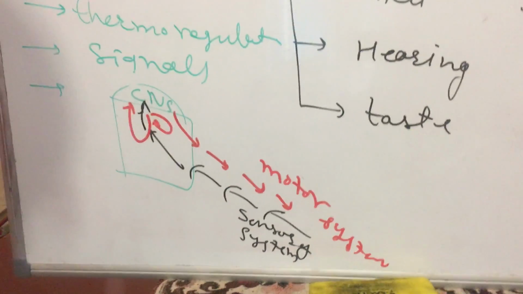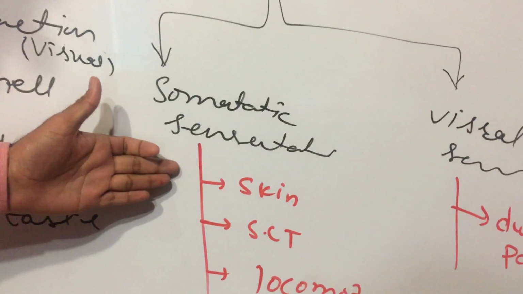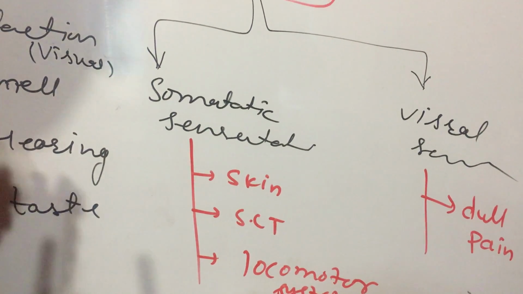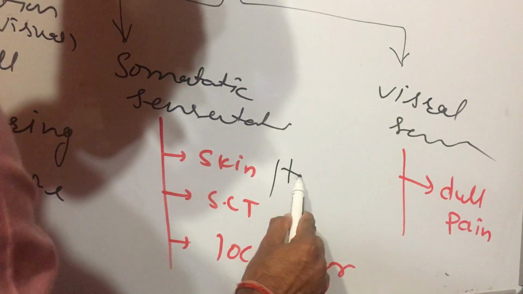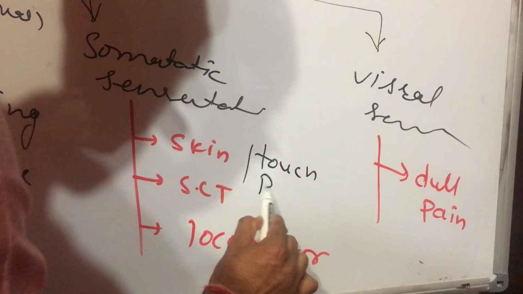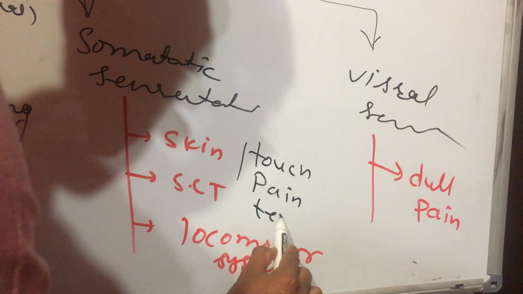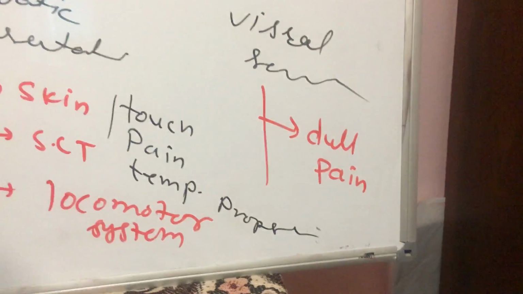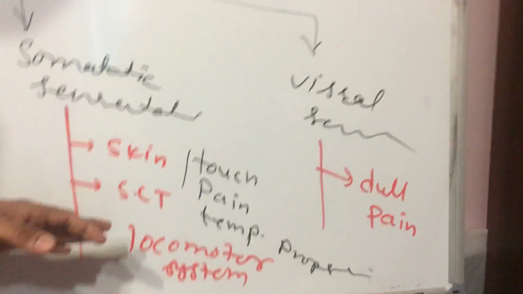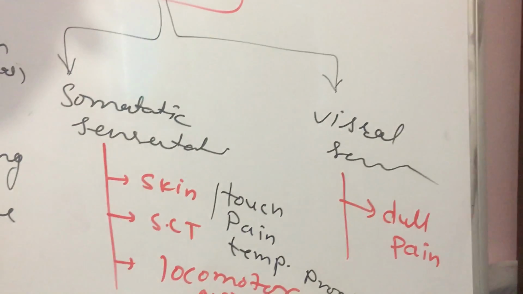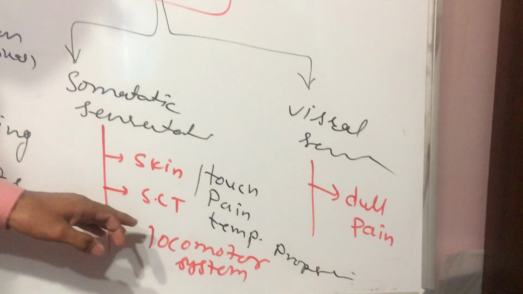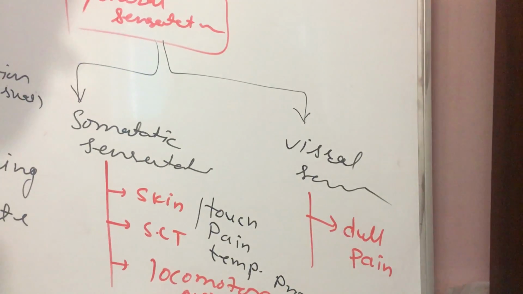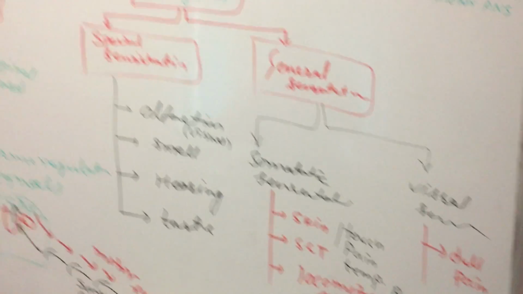Next, in the general sensation, like the skin, subcutaneous tissue and the locomotor system, we have touch, pain, temperature and proprioception. We can feel touch with our skin, subcutaneous tissue and locomotor system. Pain, we can also feel. And temperature we can also feel with the skin and the subcutaneous tissue.